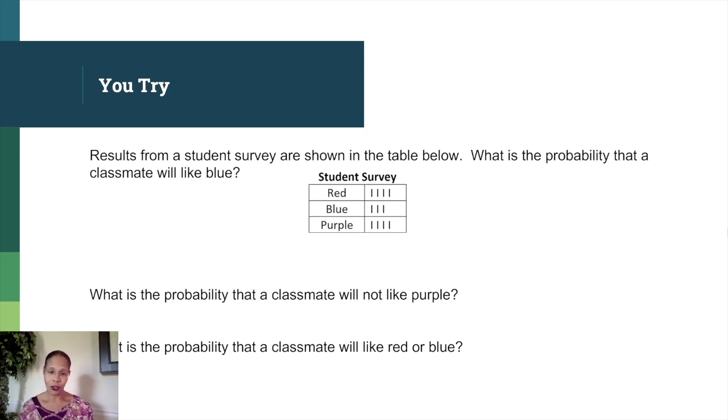Now I want you to try an example. So pause the video and allow yourself as much time as you need. Remember, we all can do the math, we just do it at different speeds, and that's okay. Take as much time as you need. Go ahead and pause the video now.